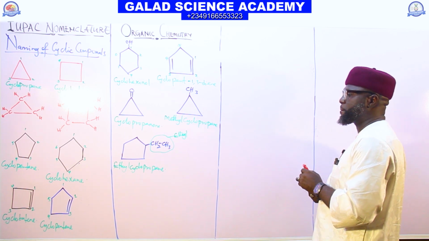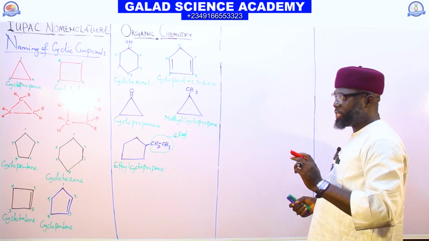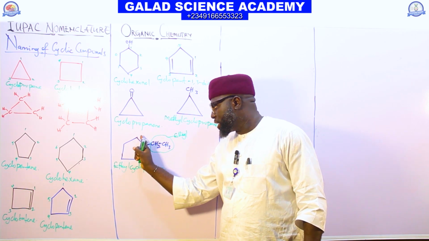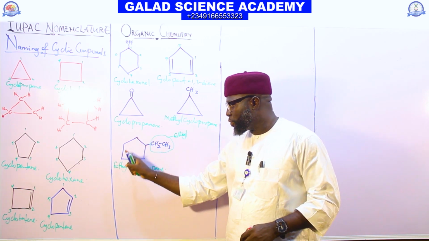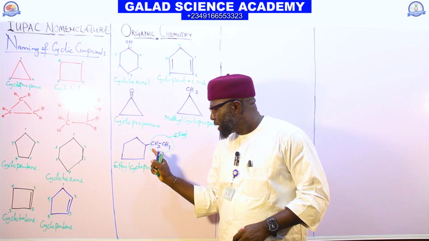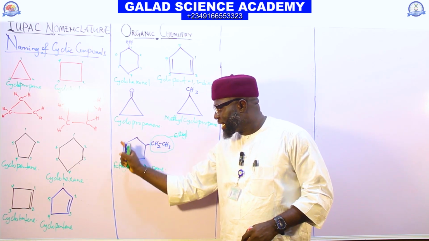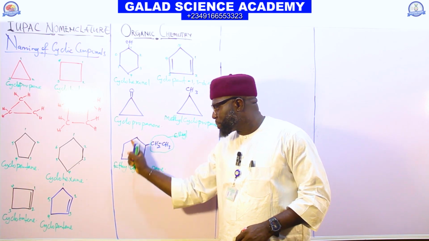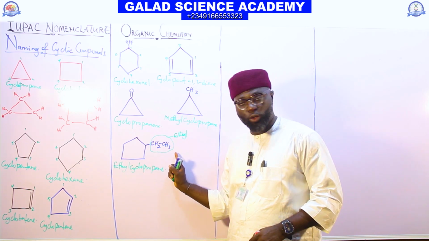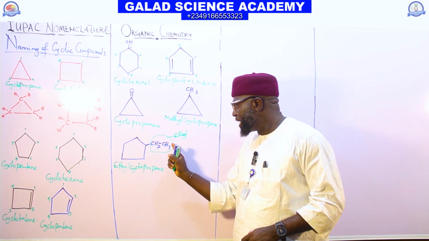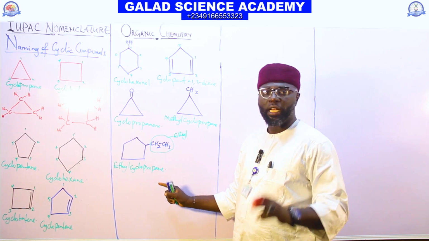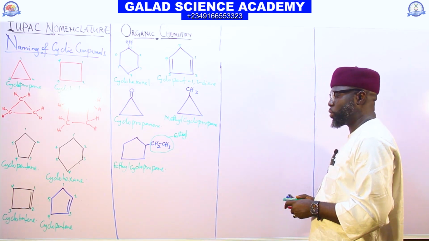Do you know why we have a 5 here? The number of carbon we have here is 5: 1, 2, 3, 4, 5. The number of carbon we have here is 2. So if the cycle has the highest number of carbon, the cycle is the parent chain. If the side chain has the highest number of carbon, it should be the parent chain. But here, this has 2, and this has 5. This 5 will be the parent chain. Let me give you another one.